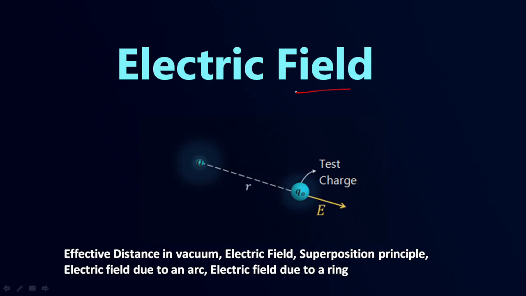In this video, we are going to discuss electric field and how to find the electric field due to a point charge and due to uniformly charged bodies. First, we will see the effective distance in case of vacuum. What is effective distance in vacuum? Then we will see electric field, the superposition principle, then electric field due to an arc, and electric field due to a ring. So, let us start.